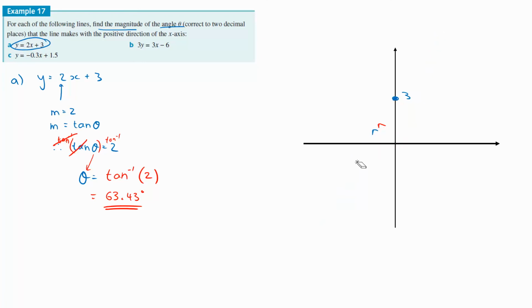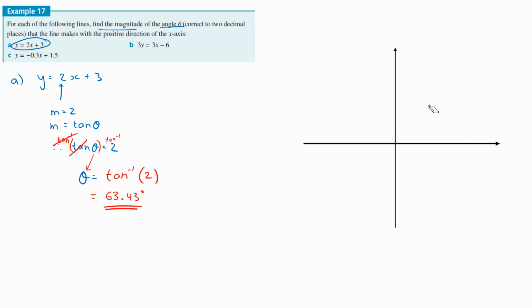Now, the only time it gets tricky is when you're dealing with negative gradients. Negative gradients are the trickier ones because when you look at the rise and run, you only get this angle, but that's not with the x-axis. With the x-axis, it's over here. So the only way to get that angle is 180 minus whatever angle you got from tan theta, and the leftover is the angle you want. I'll find one with a negative gradient and show you what I mean.